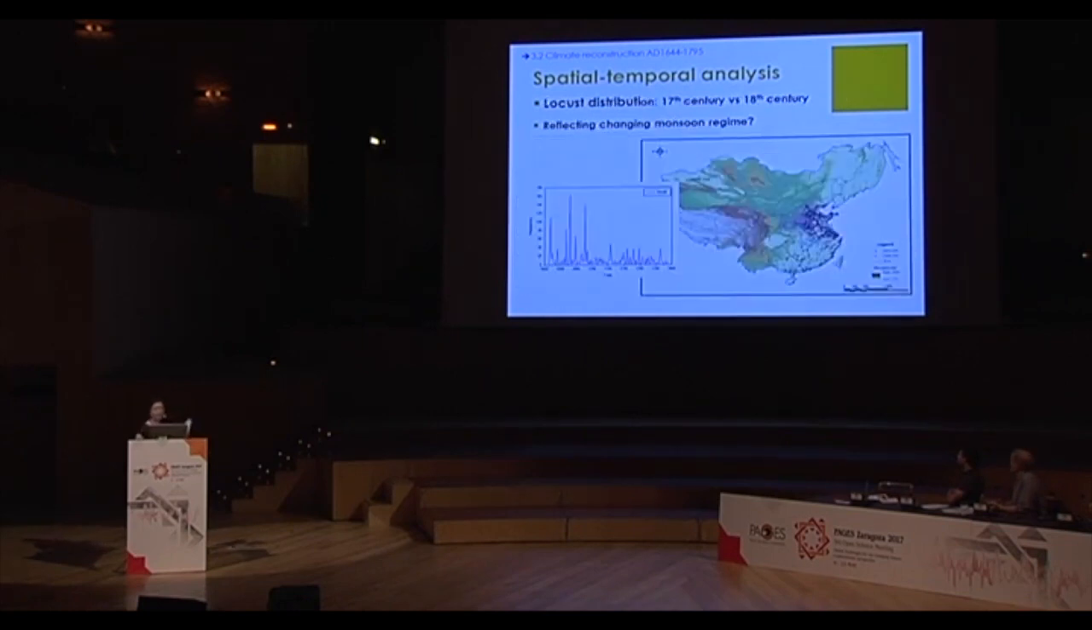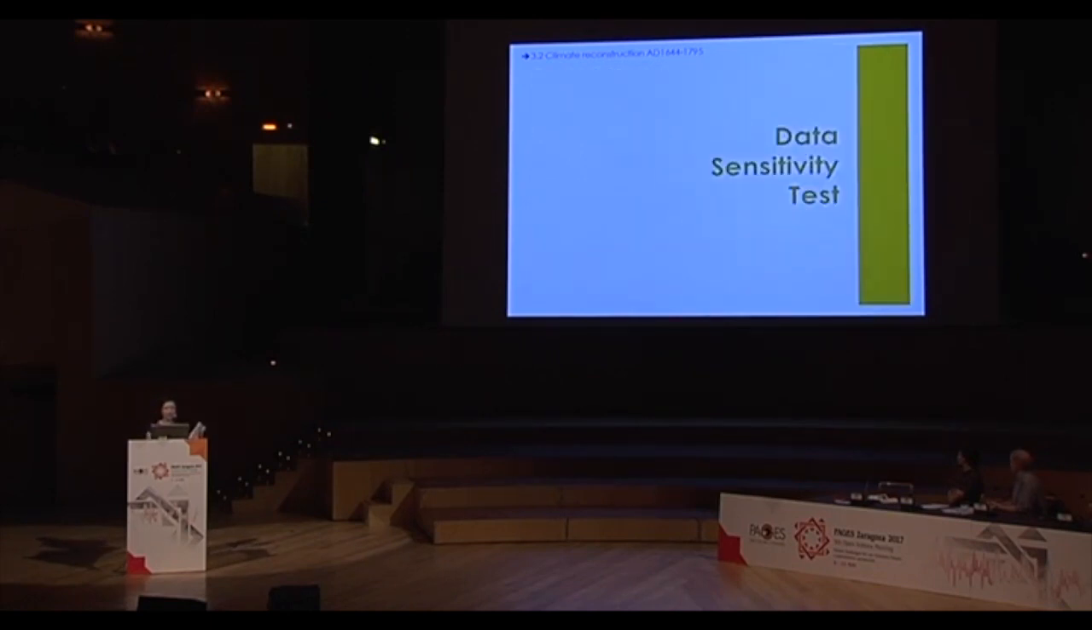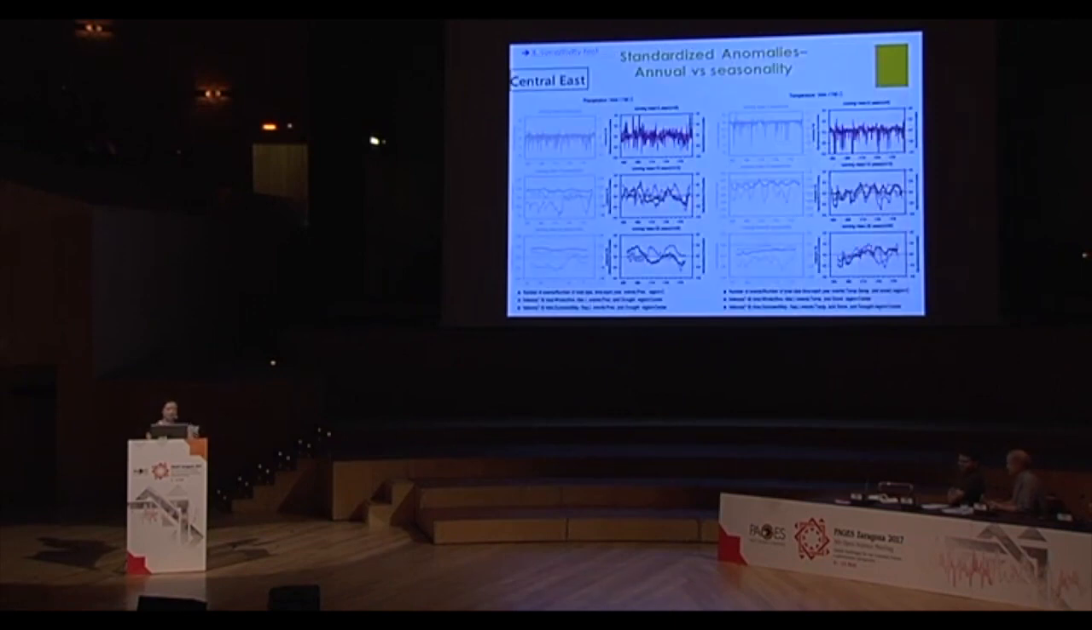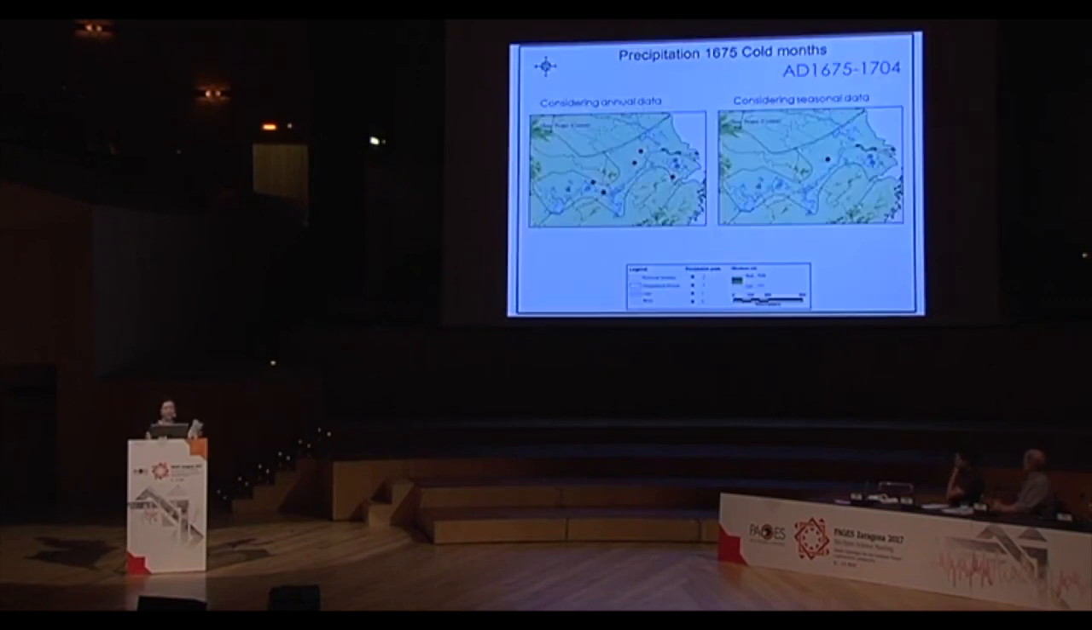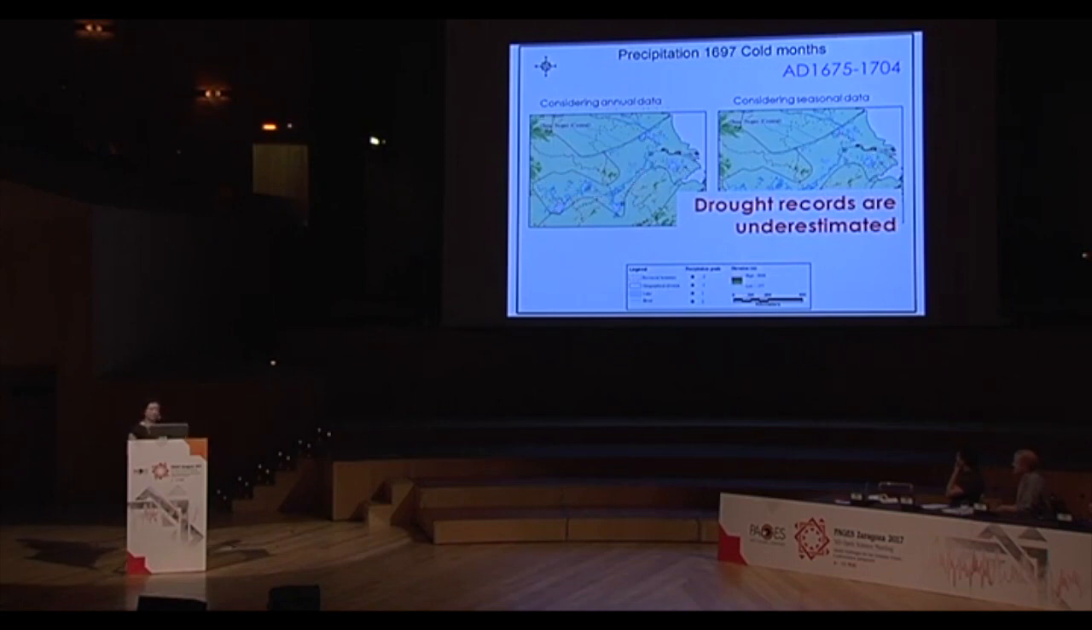And this is also the spatial temporal analysis for locusts, which you find the locusts can distribute to the very west in the Maunder minimum. So we also did some experiments to test our data sensitivity. As you can see, we did standardized anomaly to compare annual and seasonality record, and they are sometimes quite different. And we also compare if we retrieve different data, considering annual data or seasonal data, the result can be very different. So retrieving data is a very important issue in this time reconstruction from our perspective.